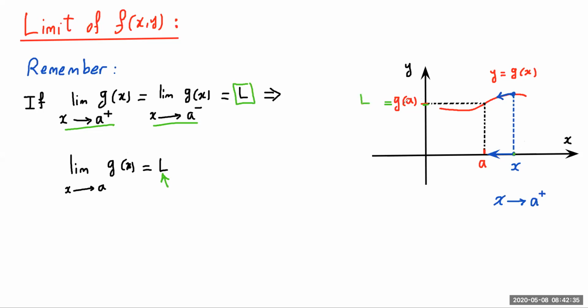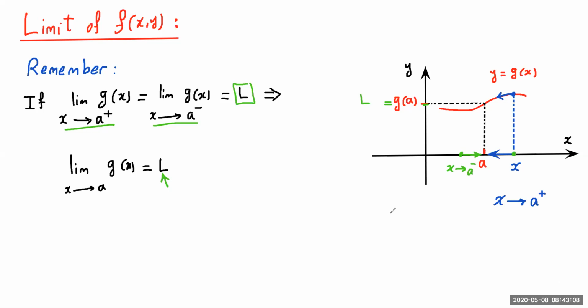If L equals g(a), the function will be continuous at a. But in general, it could be L different from g(a). So when x approaches a, x moves on the x axis. So x could approach from the right and x also could approach from the left. Like this, x approaches a from the left.